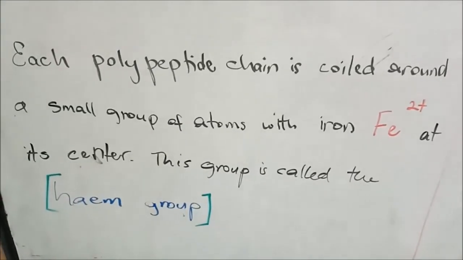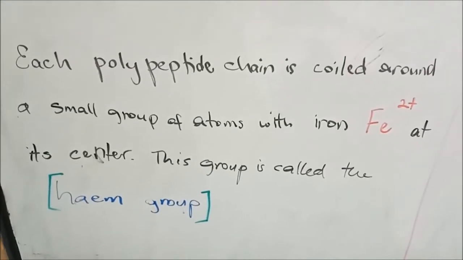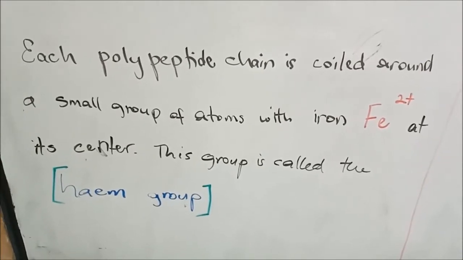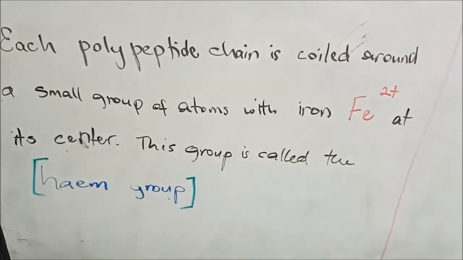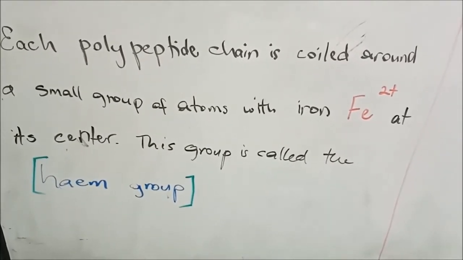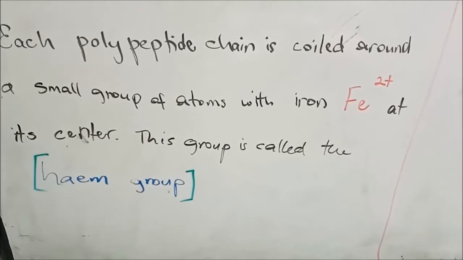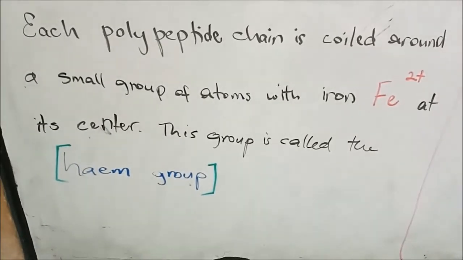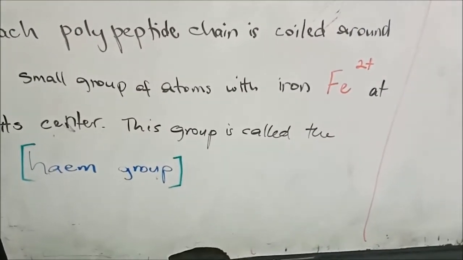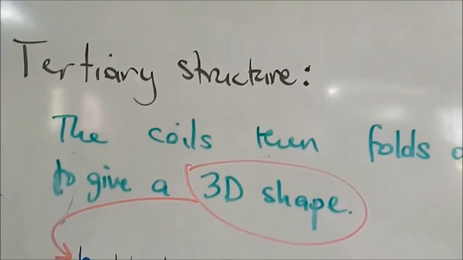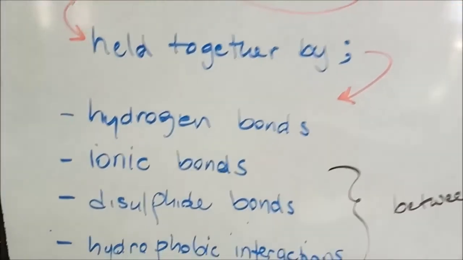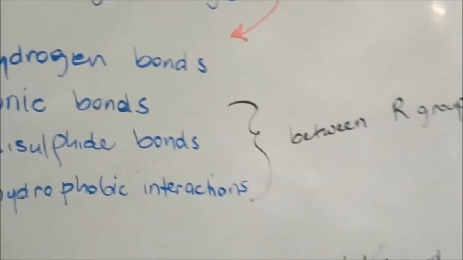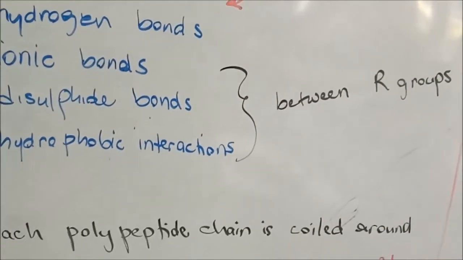Now, please note that each polypeptide chain is coiled around a small group of atoms with iron in the center. That group is called a heme group. And when we talk about a heme group, we are only referring to the tertiary structure. So when you reach the tertiary structure, you have that 3D shape and all the different interactions that happen with this side group or the R groups that fold it.